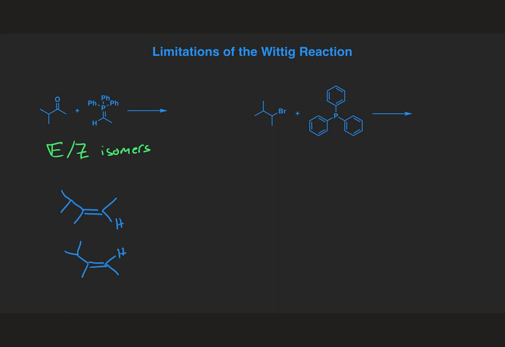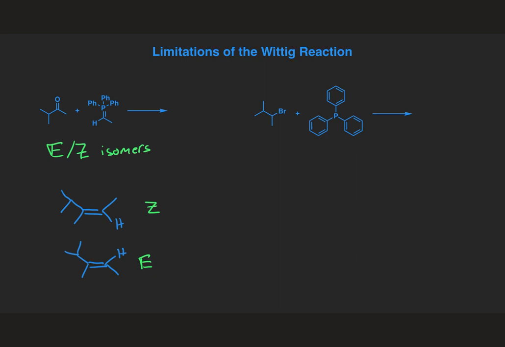And so in this reaction, we have the formation of both the E isomer here, where the highest priority groups, the isopropyl and the methyl, are on opposite sides, and the Z isomer, where the highest priority groups, the isopropyl group and the methyl group, are on the same side. So both of those form. So if you need one of those isomers, the Wittig reaction is probably not your best choice.